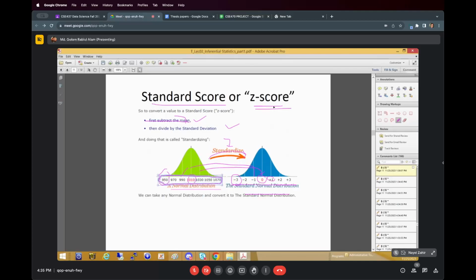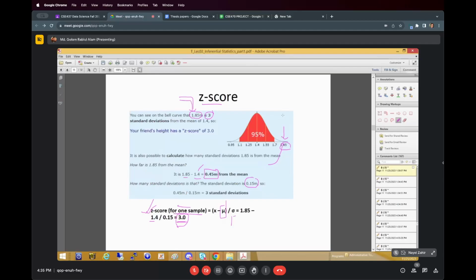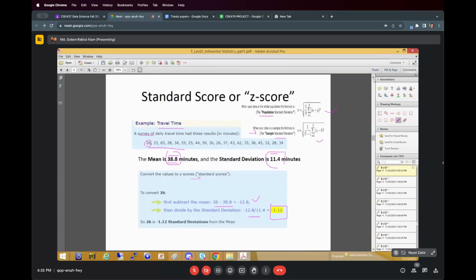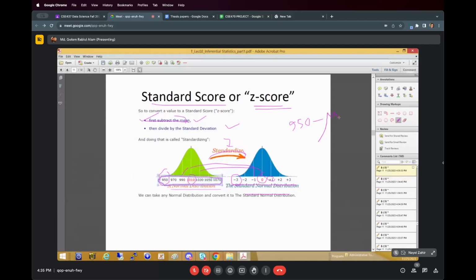The Z score is the number of standard deviations at which that value resides. So how can we find that? At first, from any value, like here 950, we have to subtract the mean, mu, and then divide by sigma. Then we will get this kind of values.